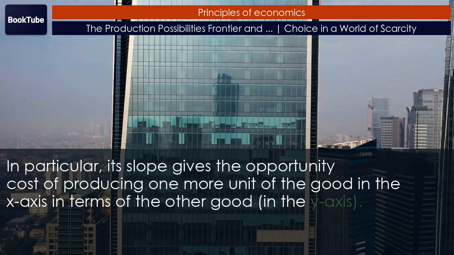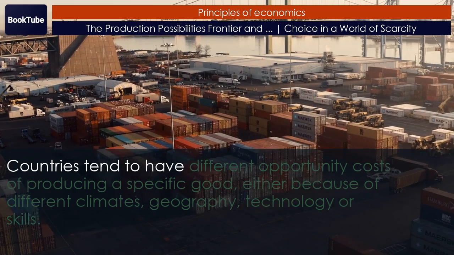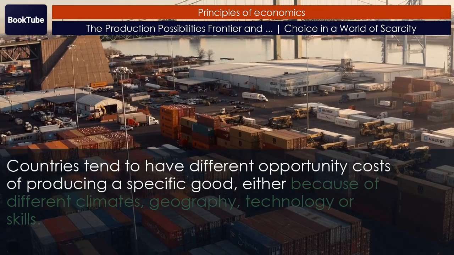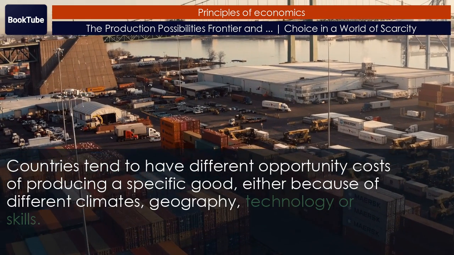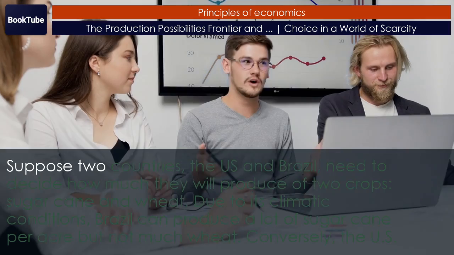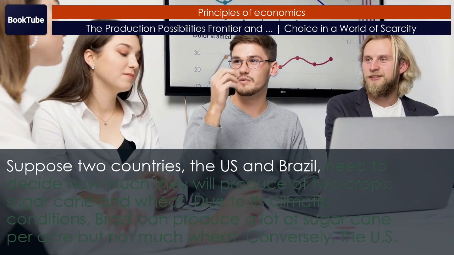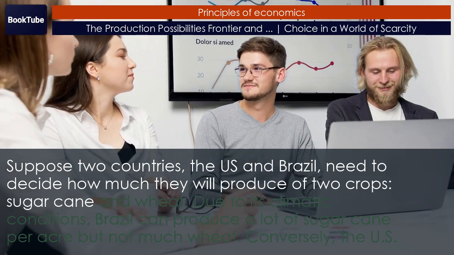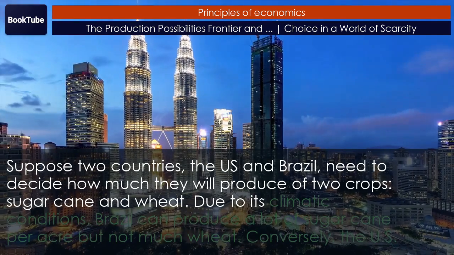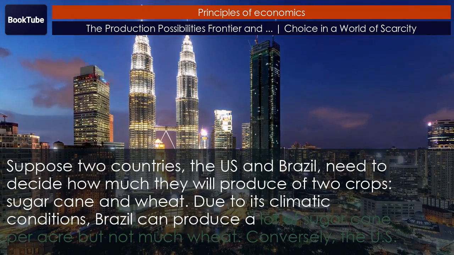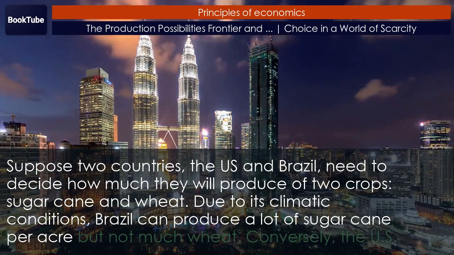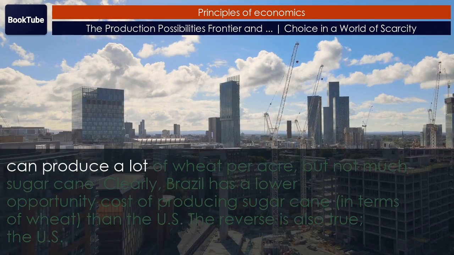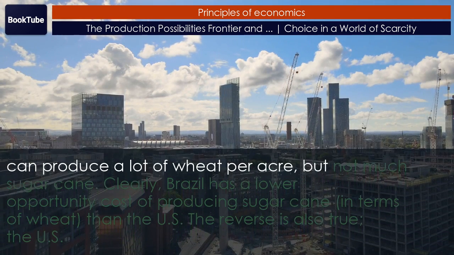In the y-axis, countries tend to have different opportunity costs of producing a specific good, either because of different climates, geography, technology, or skills. Suppose two countries, the US and Brazil, need to decide how much they will produce of two crops, sugar cane and wheat. Due to its climatic conditions, Brazil can produce a lot of sugar cane per acre but not much wheat. Conversely, the US can produce a lot of wheat per acre, but not much sugar cane.